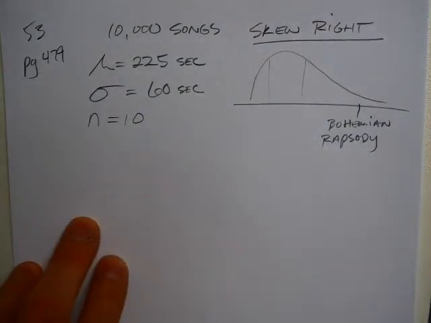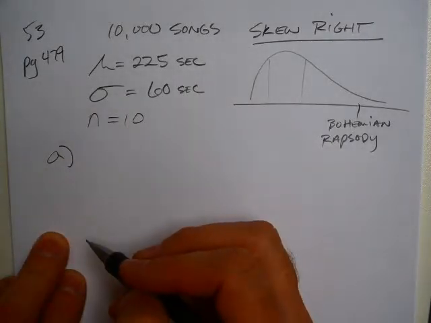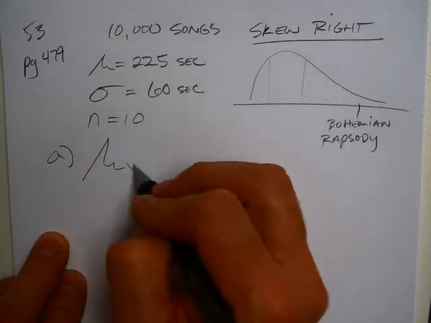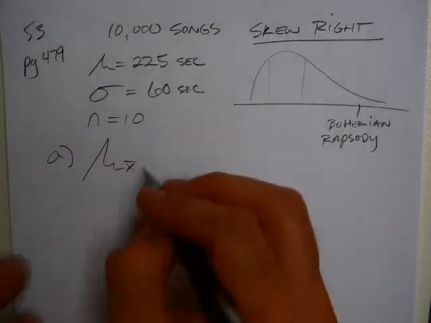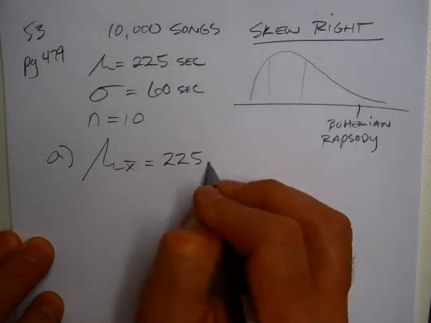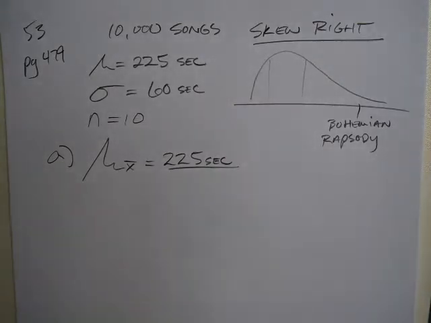Identify the mean of the sampling distribution of x bar. The mean of the sampling distribution of x bar is mu sub x bar. And what did we say in our notes that mu sub x bar equaled? Mu. It's 225. So that means if I take many, many samples of size 10 and average those averages, I will get the population average.